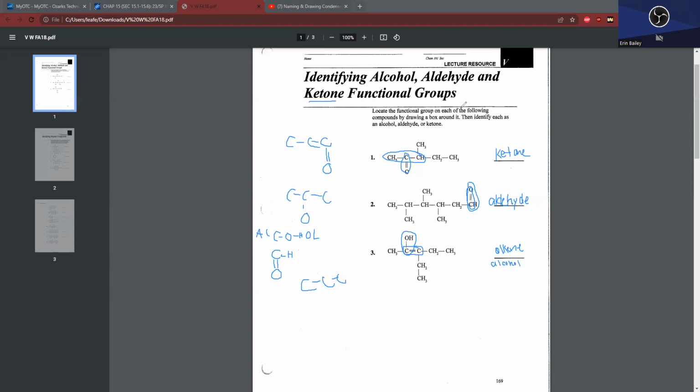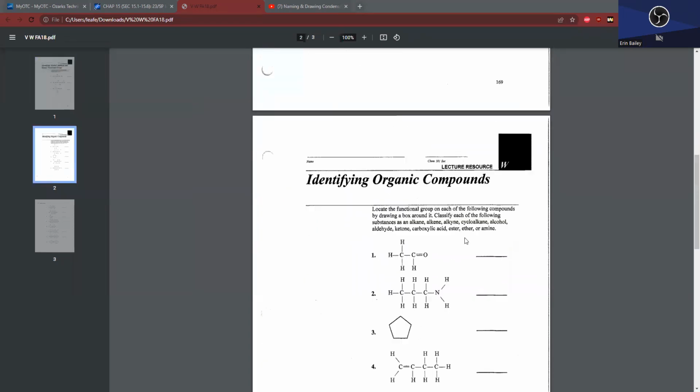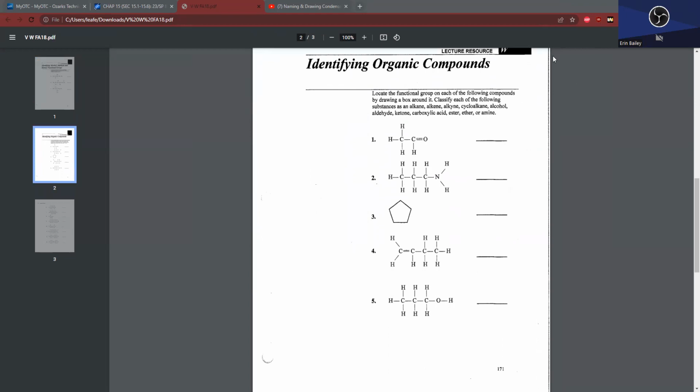Alrighty. Now we're going to clear and we're going to scroll down. Alrighty. I can get the marker to come back up. There we go. Oh, did I get it?